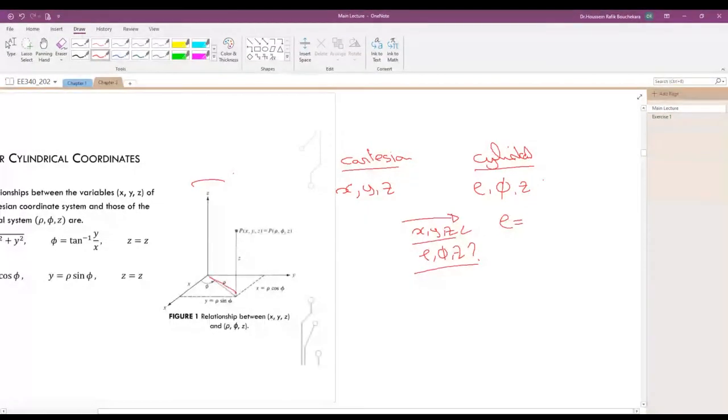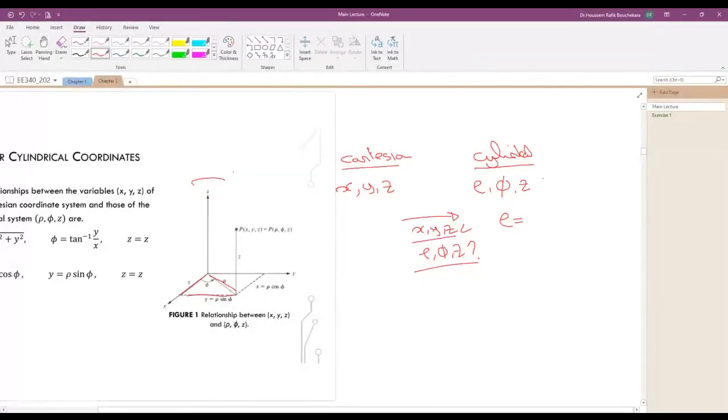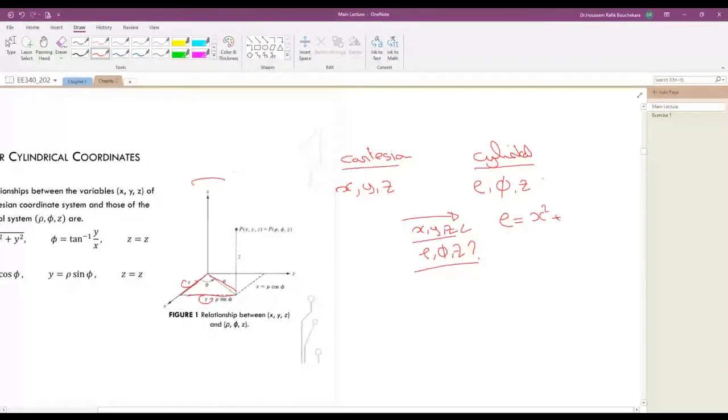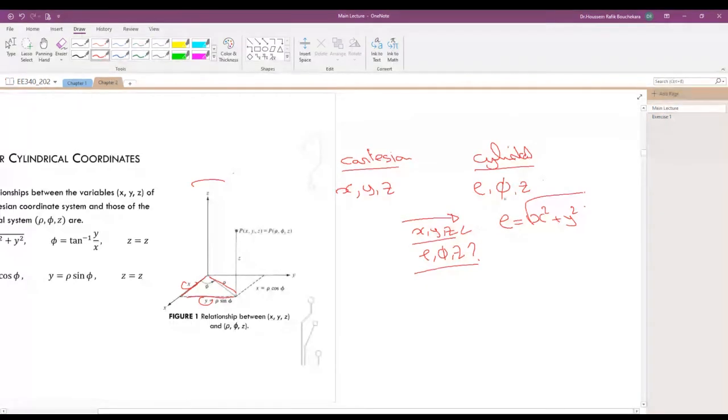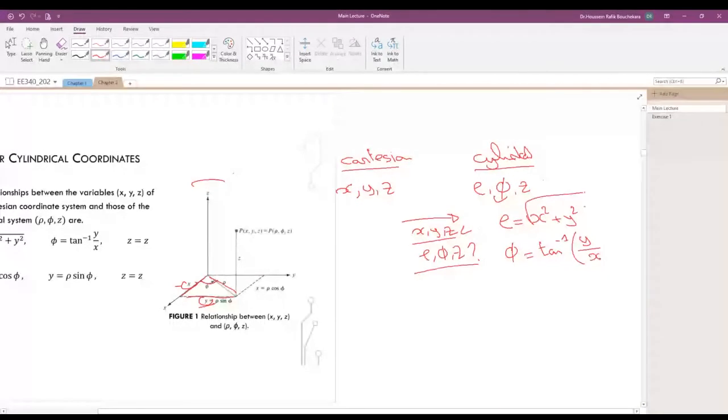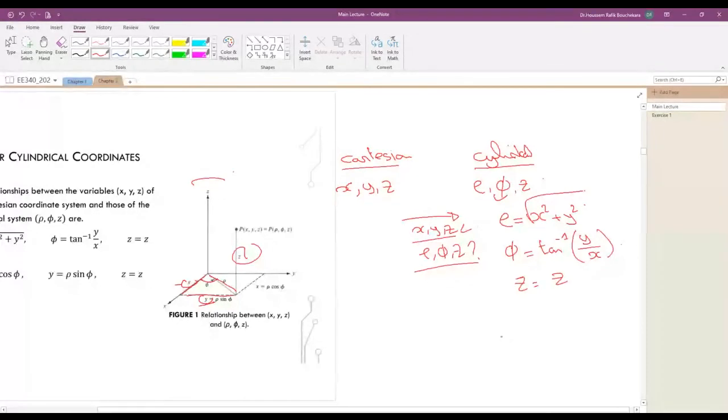rho, guys, this is rho, and this is x, this is y. So rho is equal to the square root of x squared plus y squared. Phi is this angle, this is y and this is x. How do we find phi? It is equal to tan inverse of y over x. As for z, it is the same z in the cylindrical as in the Cartesian. Is that clear, guys?